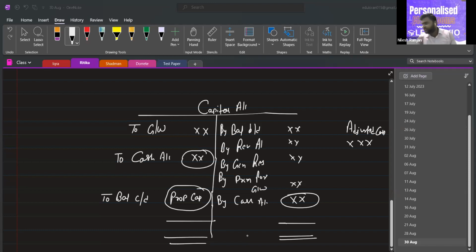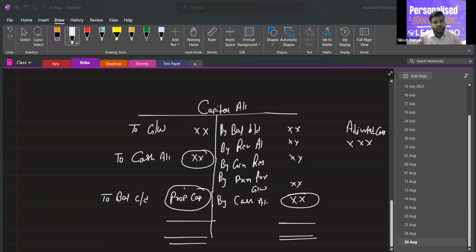No, actually, capital account always has a credit balance, which means the balance will be calculated on the debit side. When the credit side is more than the debit side, it is called credit balance, and it is written on the debit side. So that's why capital account always has credit balance. We have to write the proportionate capital on the debit side always.